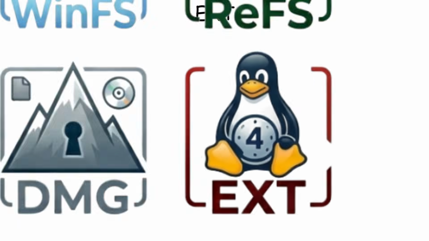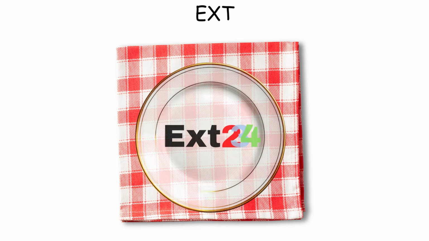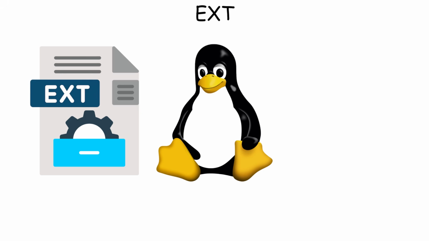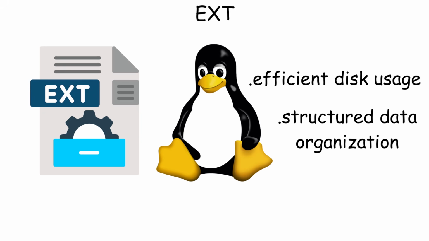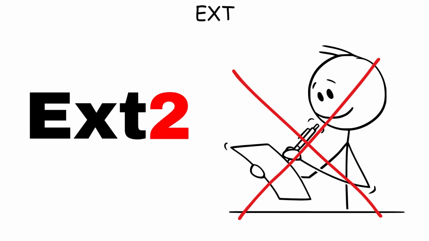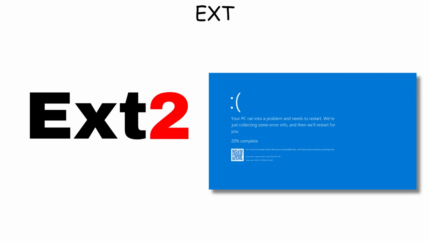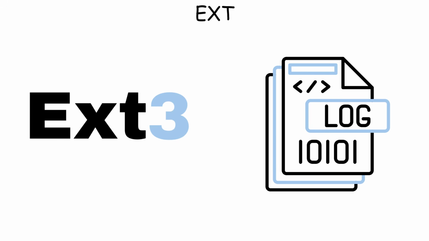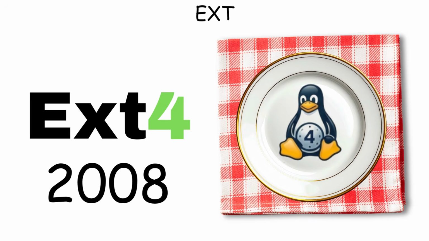In Linux systems, the ext family of file systems is commonly used. ext stands for Extended File System. ext is a file system designed for Linux that provides efficient disk usage and structured data organization. The earliest version lacked journaling, making it more vulnerable to corruption in the event of a crash. ext3 introduced journaling, significantly improving reliability by recording changes before they are applied. ext4, released in 2008, is now the most widely used Linux file system.